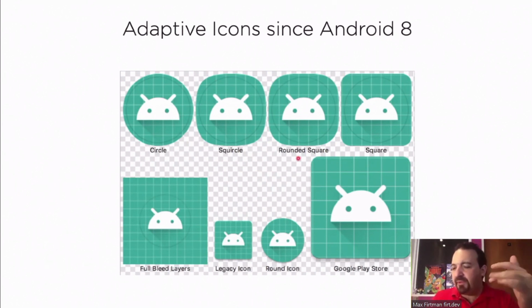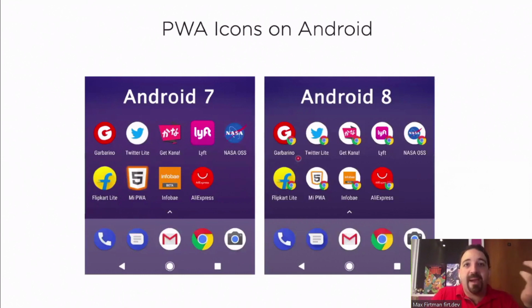So maybe you're thinking, what will happen with our icon? Because I have only one icon, so what happened with the shape? Well, by default, this is what happens. At the left, we have a lot of PWAs installed, and then at the right, the same PWAs installed on Android 8. So we have Android 7 and Android 8, of course, but we have more than 50% of the Android users today on the right of the screen.